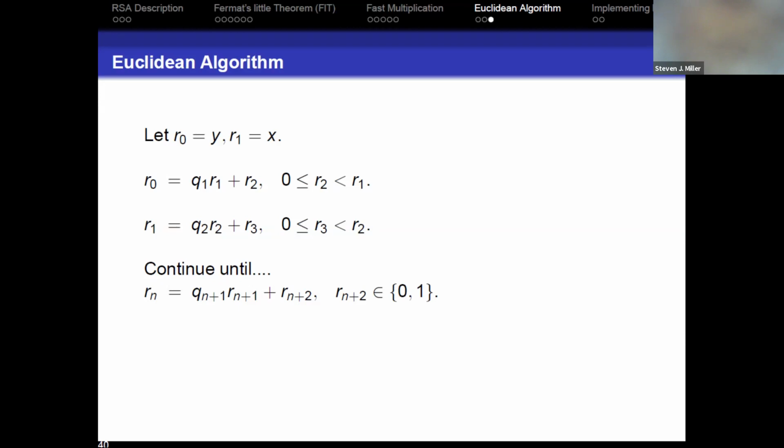And the important thing to note is that as we do this, we preserve what the greatest common divisor is. And so the greatest common divisor of R0 and R1, well, imagine I have something that divides both R0 and R1. I can write R2 as R0 minus Q1 R1. So if I divide both R0 and R1, I divide R2.